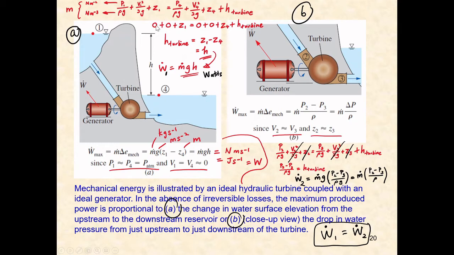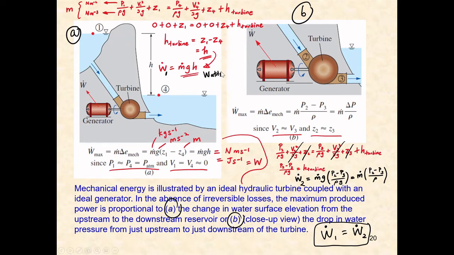So we already know the pressure is 0 because it's atmospheric pressure. We know that the velocity is also 0 because the water is not moving that much at the surface. So 0, 0, 0. Then we have H turbine equals Z1 minus Z4, which is basically given by H. So you have an H here. If you multiply H with mass flow rate and gravity, you will get watts. Watts is Newton meter over second, or actually joule over second, which gives you the unit watts.